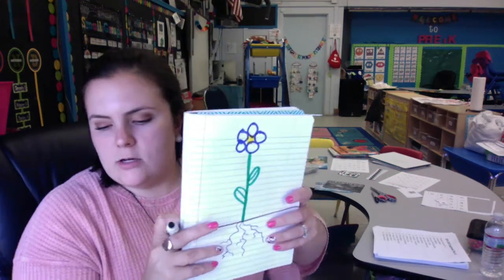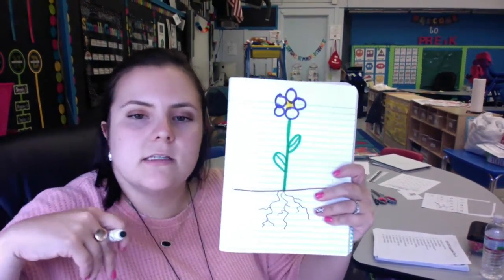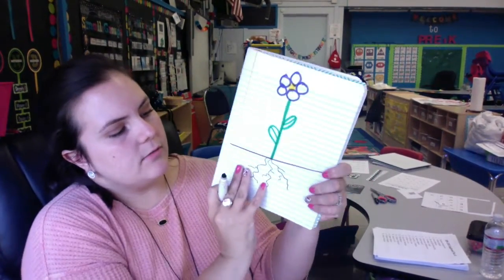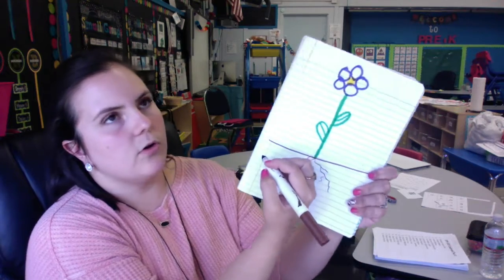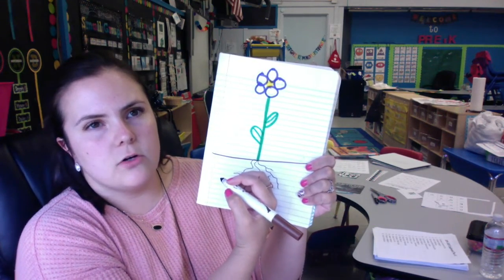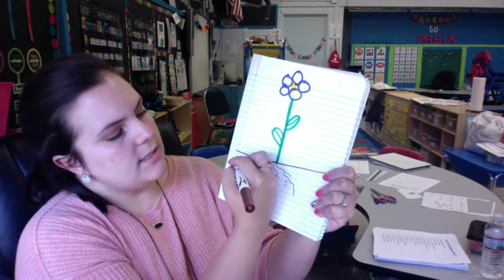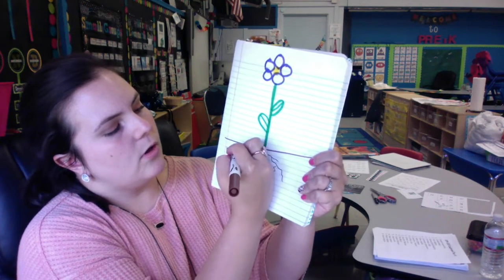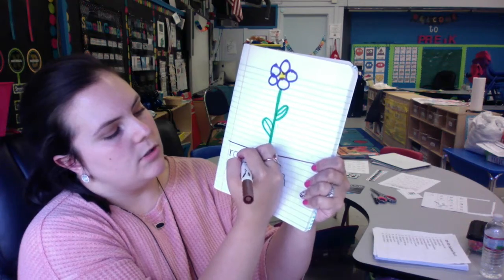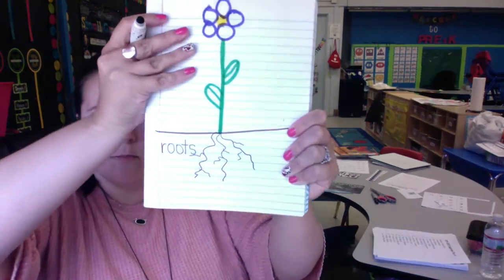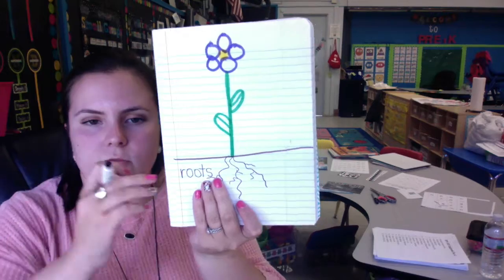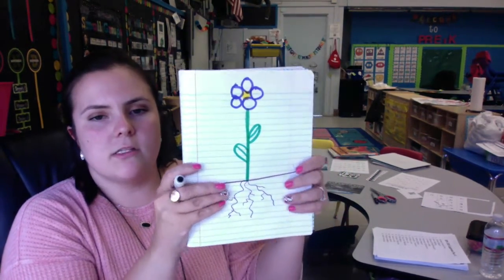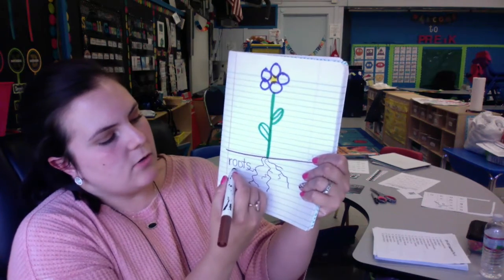All right, so now we need to label our plant with the parts of it. So let's start with the roots. Roots. What letter makes the sound? Oh yeah, it's R. All right, and here's how you spell roots. O O T S. All right, so there's roots. Roots starts with R.